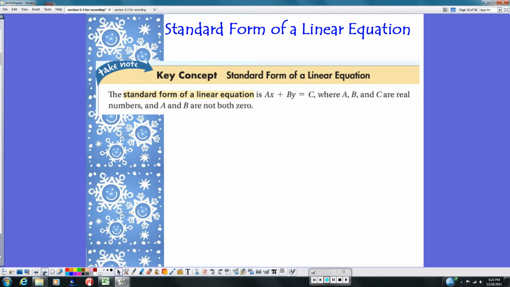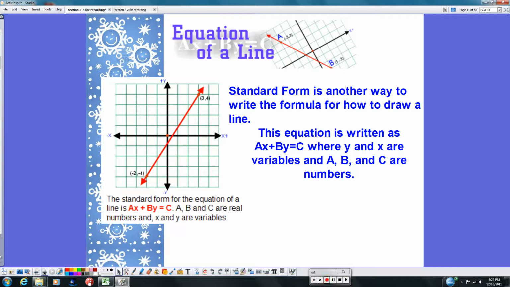Again, standard form of a linear equation is ax plus by equals c. A, b, and c are real numbers, and a and b cannot both be 0. So, it's just another way to write the formula for how to draw a line. Again, the equation is written as ax plus by equals c. X and y are variables. A, b, and c are numbers.